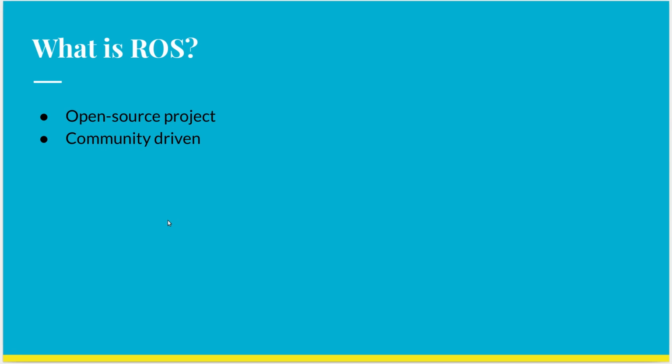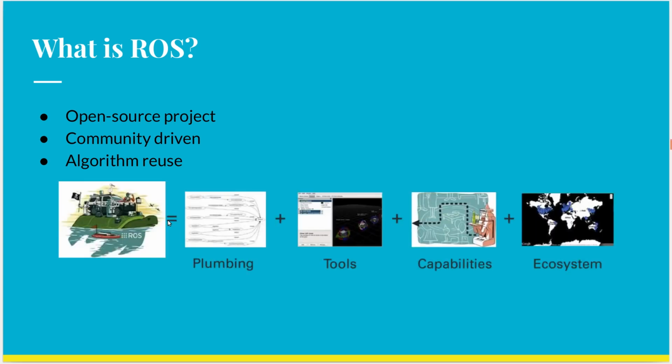ROS became somewhat of a central hub for all open source robotics projects, and people would start sharing their programs that use ROS to communicate, which led to reuse of algorithms. All these factors helped ROS become the de facto standard in developing robot projects, both in academia as well as industry. This image that ROS put up on its website answers our question pretty neatly. ROS is basically a combination of all the plumbing, which is the basic communication software, the tools that help robotics research and development, the capabilities or the software that helps robots perform different tasks, and the ecosystem of worldwide contributors backing the project.